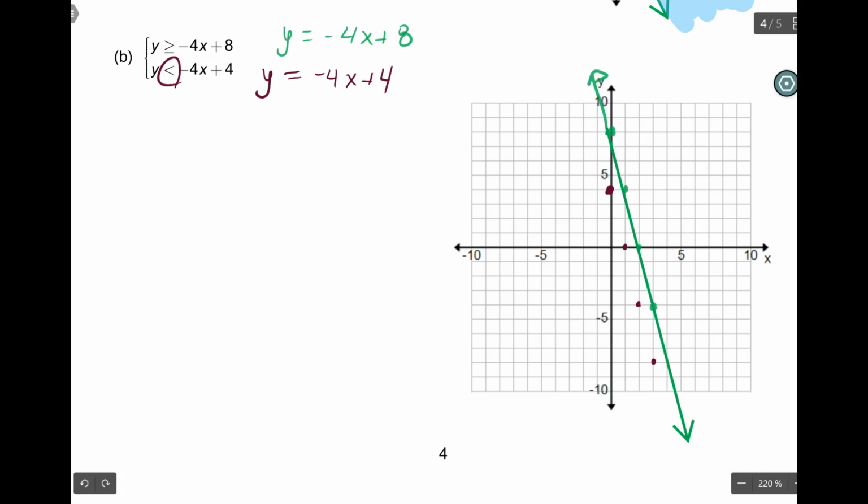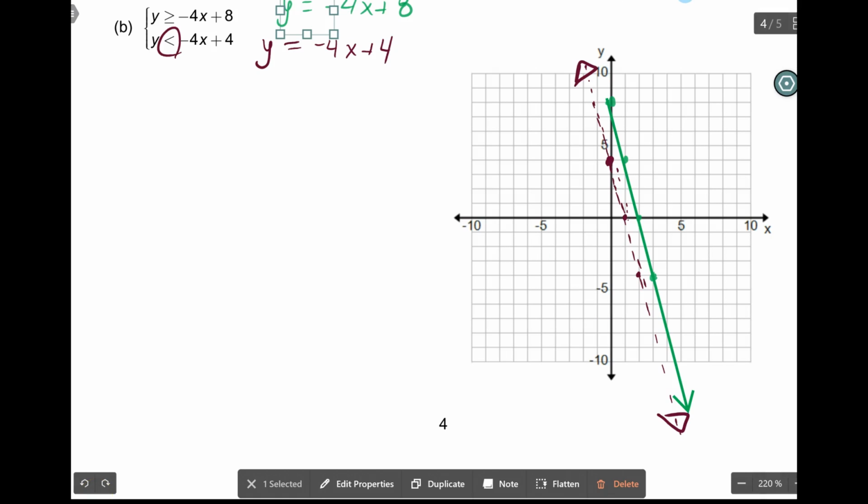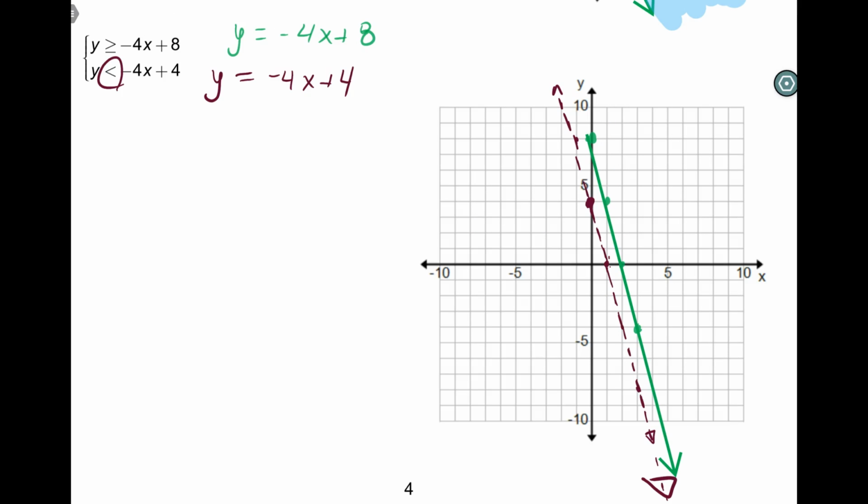So this is going to be dotted because it's just awesome. Here we go. Now let's do the shading. I'm going to pick 0, 0 as my point for both my lines. That's clearly not any of the lines. So here's for the top one. Is 0 greater than or equal to 8? That's false. 0 is not greater than 8.